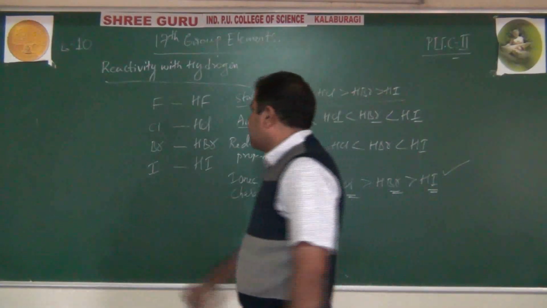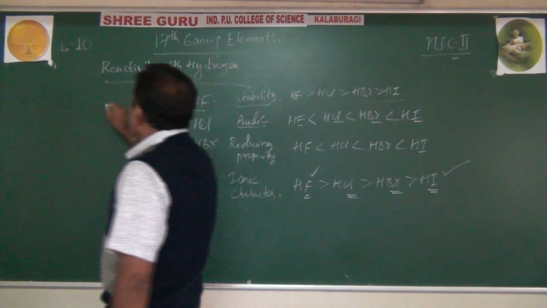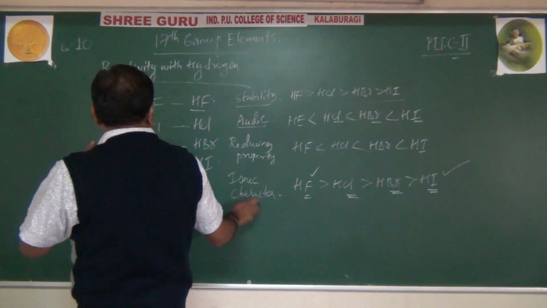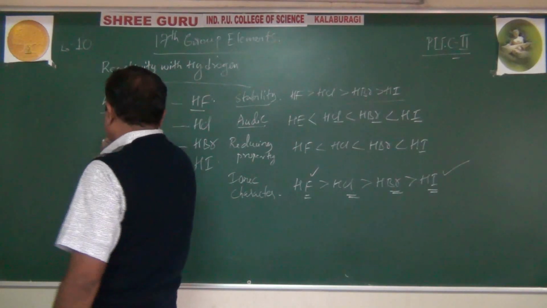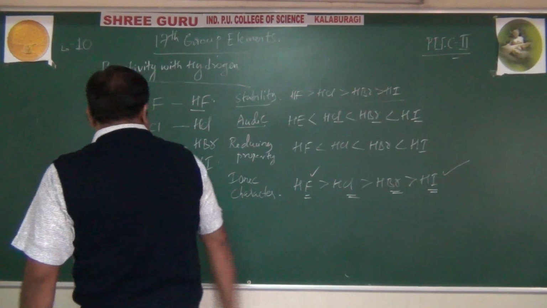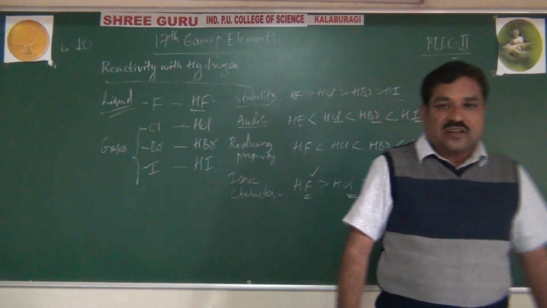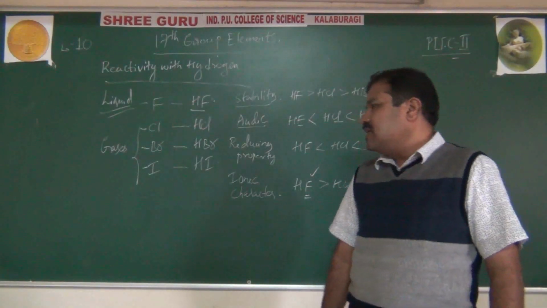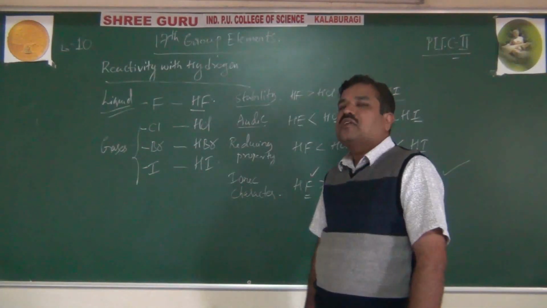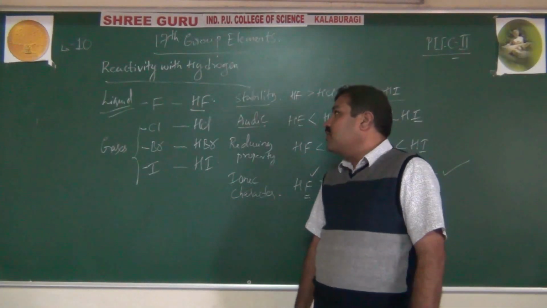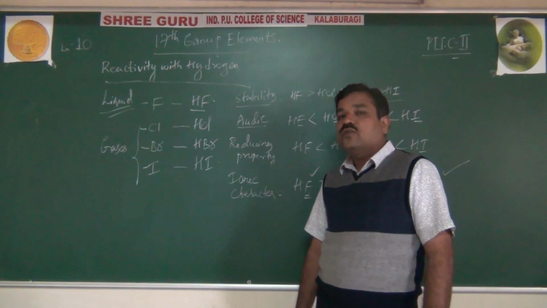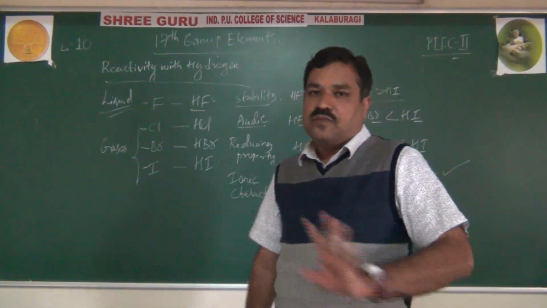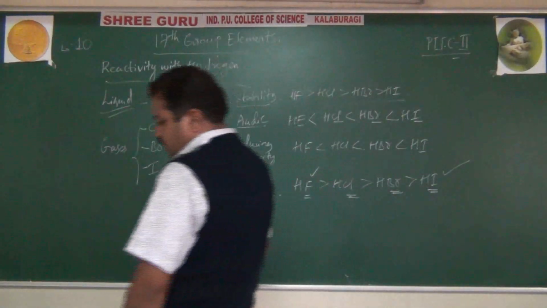But remember, HF exists especially in the liquid state. Why? Due to intermolecular hydrogen bonding and high ionic character. HCl, HBr, HI are all gases, because they do not form intermolecular hydrogen bonding. That's a most important question for 1 mark: HF is liquid, HCl is gas, give reason, due to intermolecular hydrogen bonding. Even the melting point and boiling point of HF are greater than HCl, HBr and HI, exceptionally due to intermolecular hydrogen bonding. Okay, that's about reactivity with hydrogen.